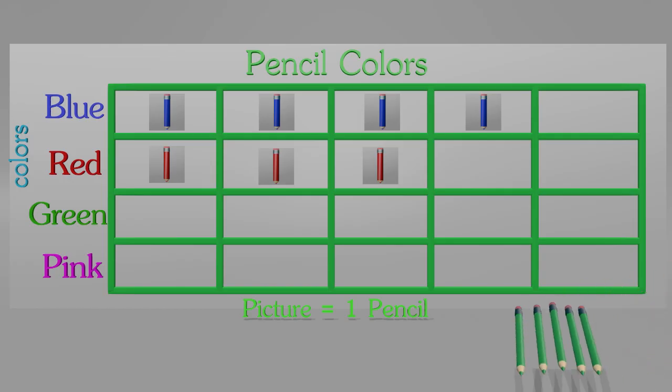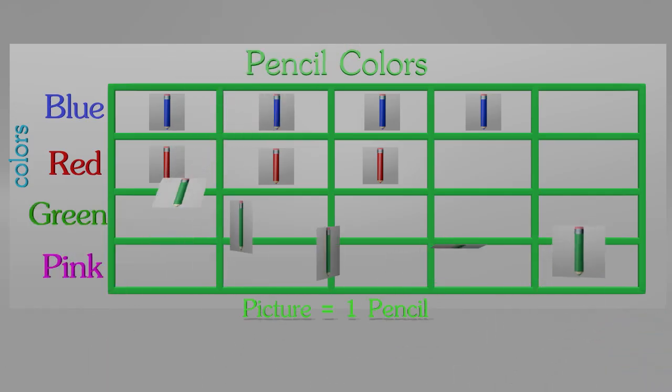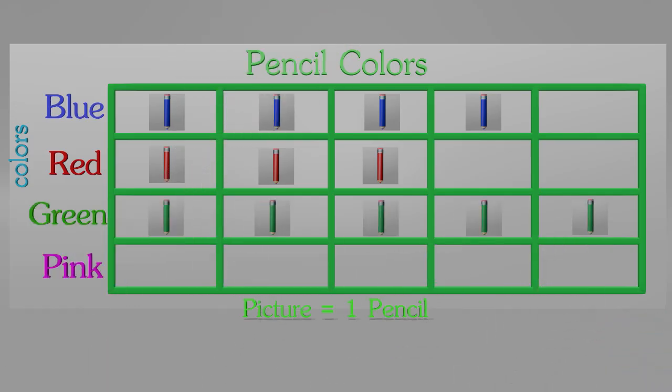How many green pencils do we have? We have 5 green pencils. Let's put down 5 pictures for the green pencils. Great job! We have one more left to put on the graph. How many pink pencils do we have? We have 4 pink pencils. So let's put 4 pictures to represent all 4 pink pencils.